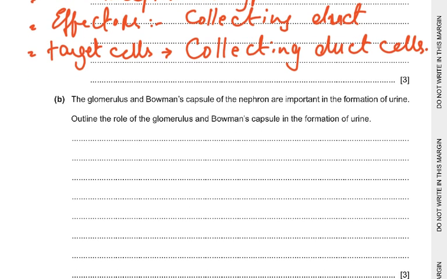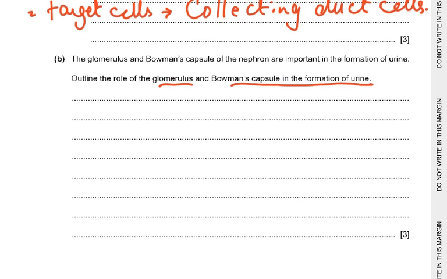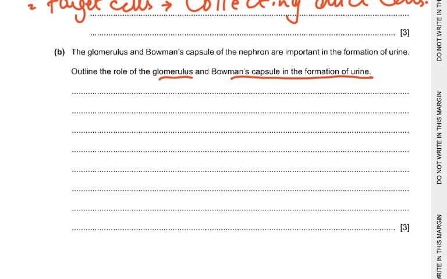The glomerulus and Bowman's capsule of the nephron are important in the formation of urine. Outline the role of the glomerulus and Bowman's capsule in the formation of urine. Again, a very direct question. You must know this, and that was very easy. Ultrafiltration results in the glomerulus and forms the glomerular filtrate. High hydrostatic or blood pressure in the glomerulus. So water and the solutes move out of the glomerulus into the Bowman's capsule.